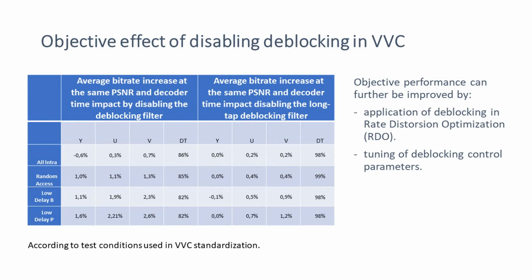Objective performance of VVC deblocking can be further improved by application of deblocking in RDO or tuning of deblocking control parameters. The impact of the long tap deblocking filter on objective performance is relatively minor, as can be seen on the right side there. It's also a minor impact on decoding time. But for disabling deblocking, it can be seen that the decoder time impact is significant, which typically is the case for deblocking in video coding.